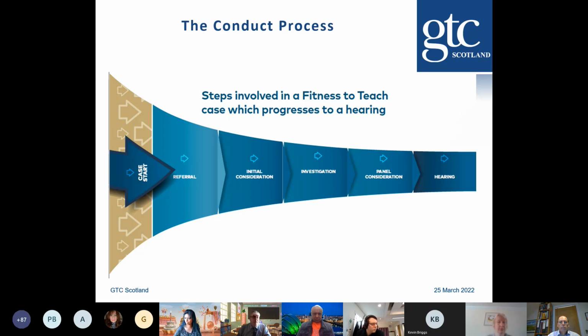So let's now look at the conduct process in a bit of detail. And this graphic outlines the process from start to finish. The process starts with a referral, and the referral can come in from a variety of sources: a member of the public, the employer, the courts, or even Disclosure Scotland. When we receive a referral, it goes through the first stage of our processes, which is initial consideration.